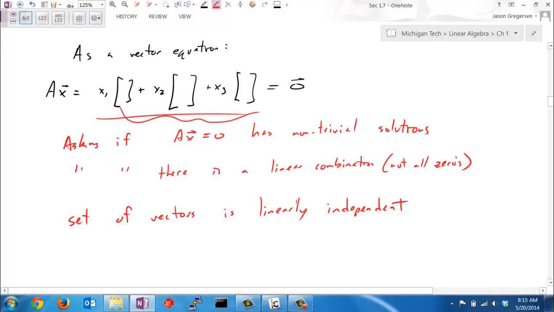So you can see it's really just characterizing the set when we don't have non-trivial solutions, when the only solution is trivial. Saying the set of columns, the set of vectors, is linearly independent is saying the same thing as there's only the trivial solution. And if there are x1, x2, x3, not all 0, where I can find a linear combination that gives me 0, then there are non-trivial solutions.